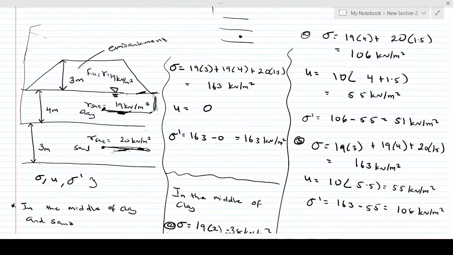So this is what we are going to consider under pore water pressure under stresses. This is what we are going to consider under stresses.